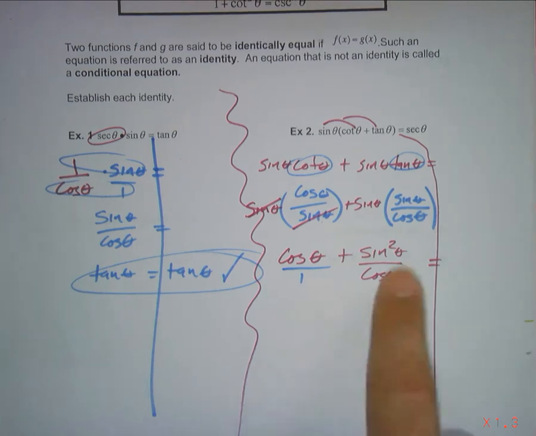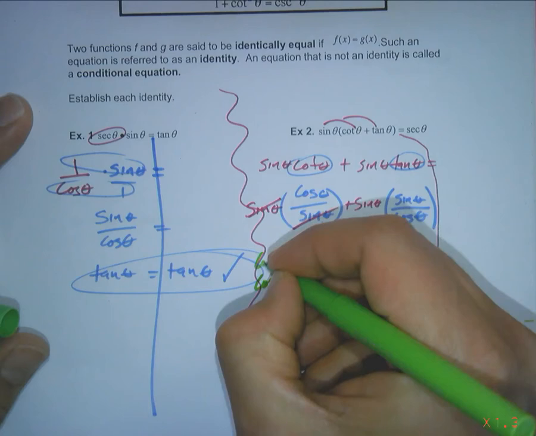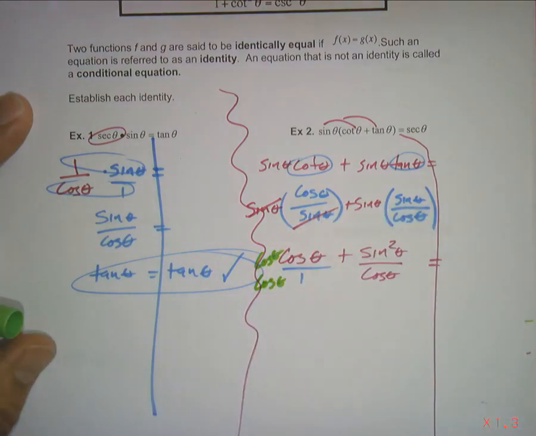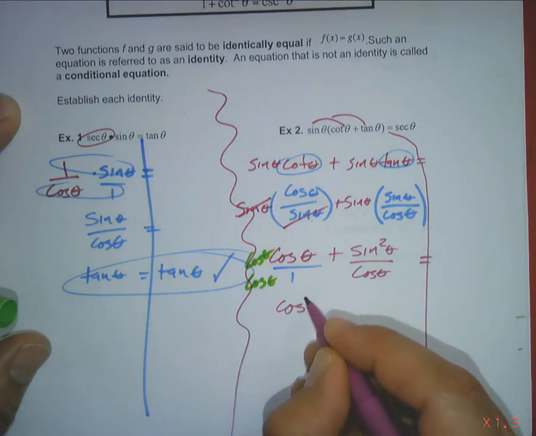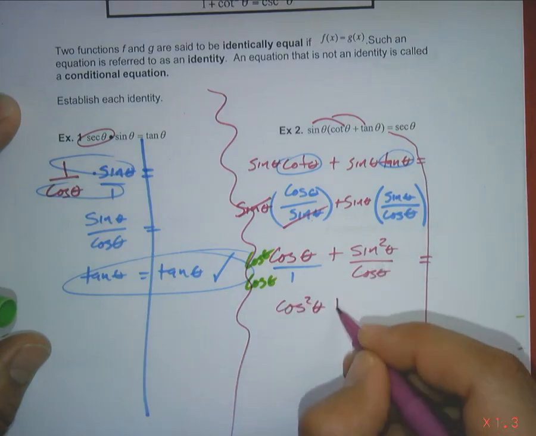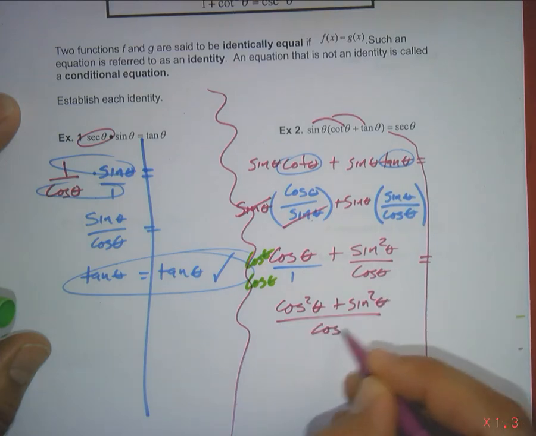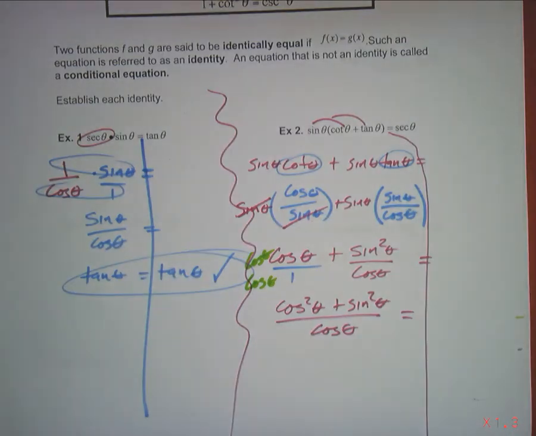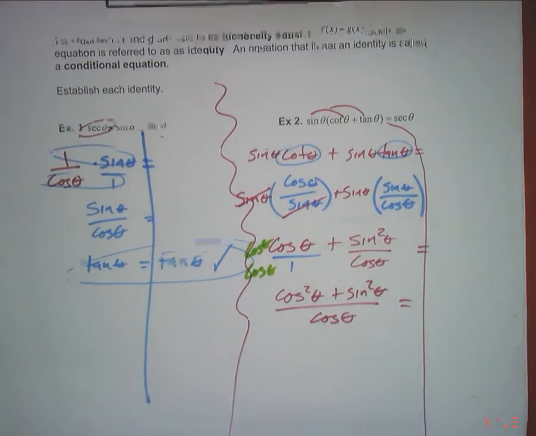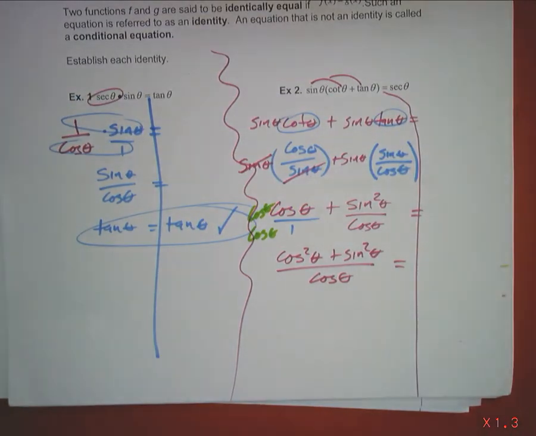So I take a look. I got 1 in cosine. I need another cosine here. So what I'm going to do is I'm going to multiply this guy here, top and bottom, by cosine. Okay? So cosine times cosine is cosine squared plus a sine squared. And now that's all over cosine. So now I've been able to put these two fractions as one big fraction. All right, we're almost there, guys. You guys see what we can do now?